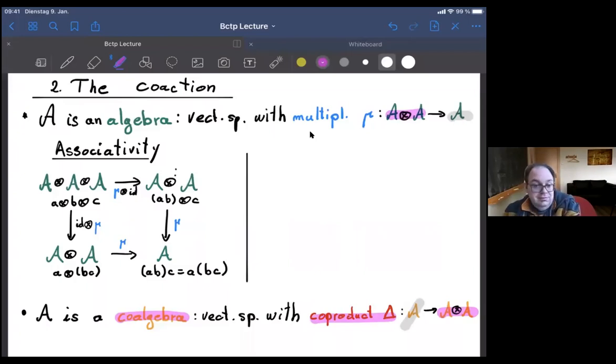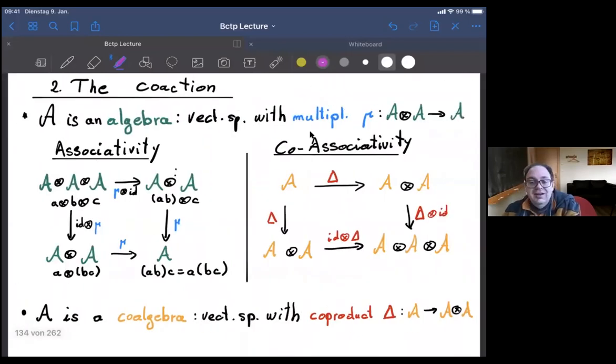And so with the same logic, there's also something called co-associativity, where now the logic is that you start from one object, and you can break it into two. And now, you see, once I have a rule to break one object into two, I can iterate that definition and break objects into three, into four, and so on.